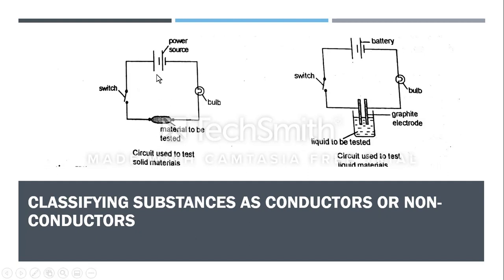So let's look at this first circuit. So we have our power source, we have our bulb, material to be tested, and the switch. When we close this switch, if this material to be tested is a conductor, it's going to allow the flow of current, right? If it is not a conductor, of course, there will be no current flowing. If current is flowing, the bulb will light. If no current is flowing, the bulb will not light.